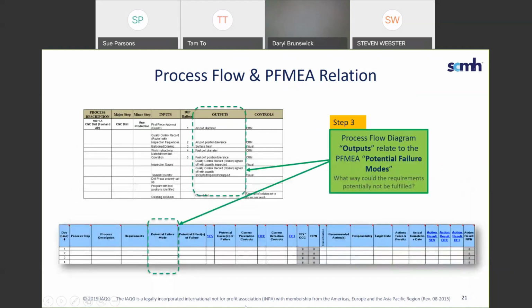So this is how the process flow and the PFMEA relate. Your outputs, as we said, are your drawing requirements. The output relates to the failure modes. In what way could a requirement potentially not be fulfilled? So that's how they relate. Your outputs in your process flow diagram, the opposite or the non-conformance of that, becomes your failure mode. Next slide.